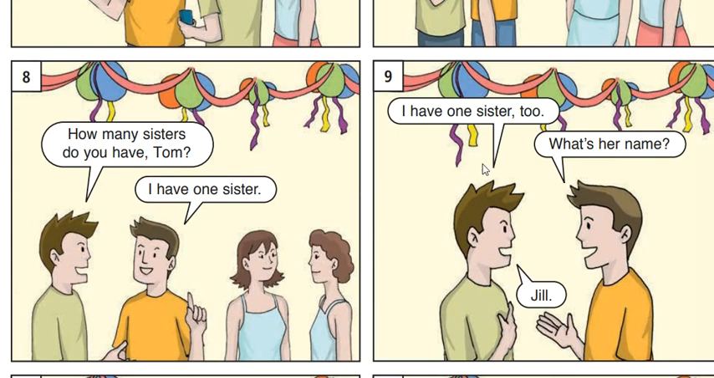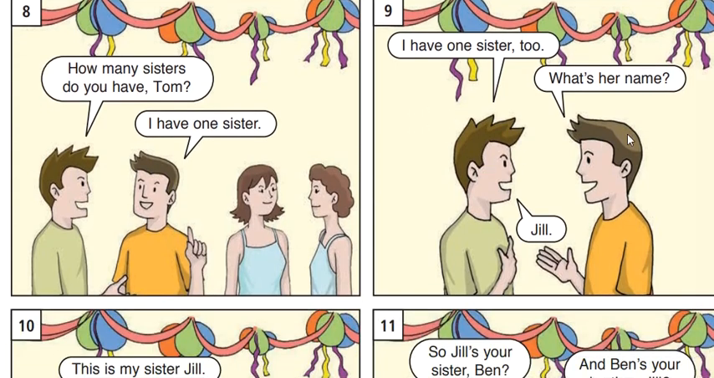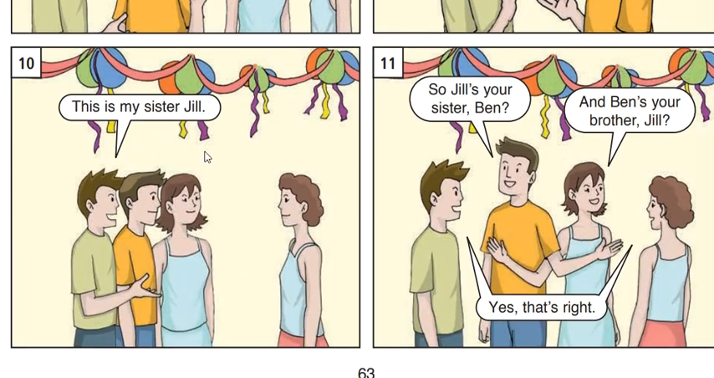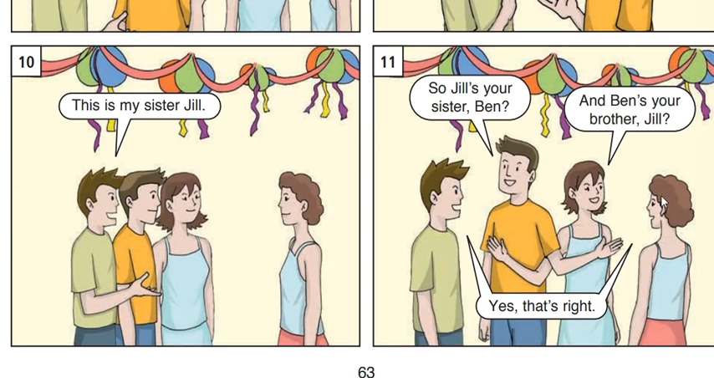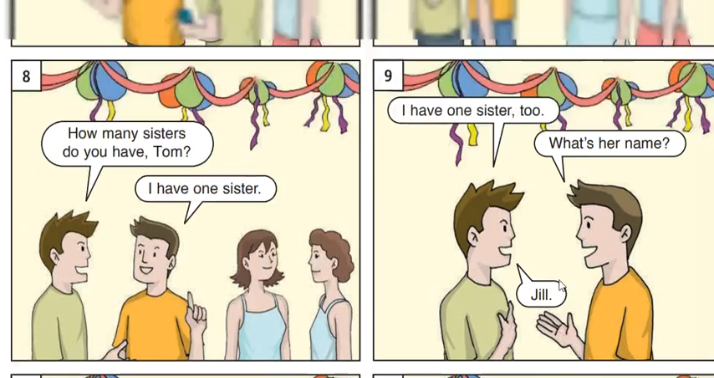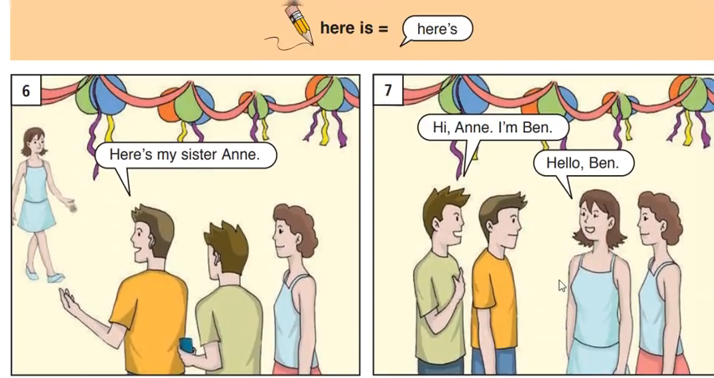Picture 9. I have one sister too. What's her name? Jill. This is my sister Jill. So Jill's your sister. Ben. And Ben's your brother, Jill. Yes, that's right. Okay, this is all about Unit 7.